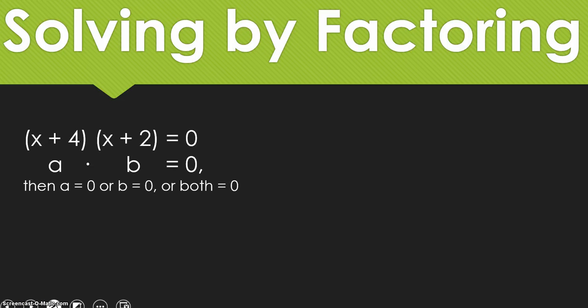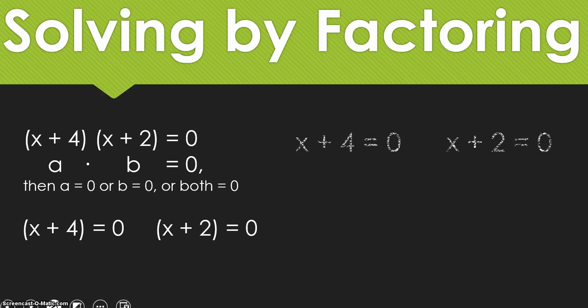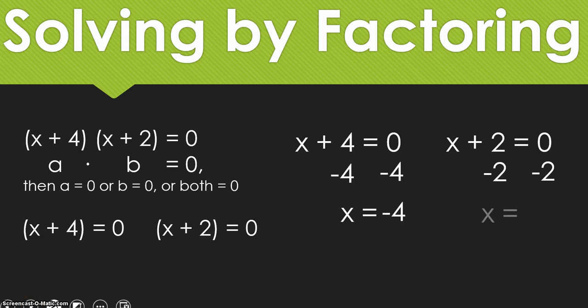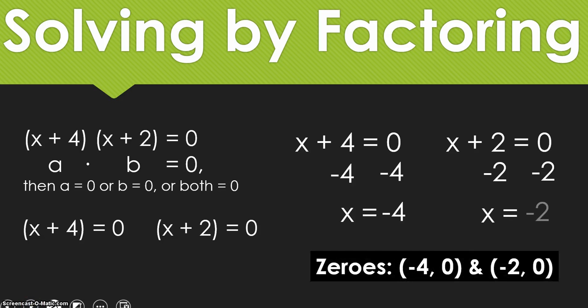So a times b has to equal 0. So then either a or b or both of them are equal to 0. So I set them equal to 0. Then I need to solve it. So I subtract 4 from both sides, and I get x equals -4. Then I subtract 2 from both sides, and I get x equals -2. So my zeros are at (-4, 0) and (-2, 0).